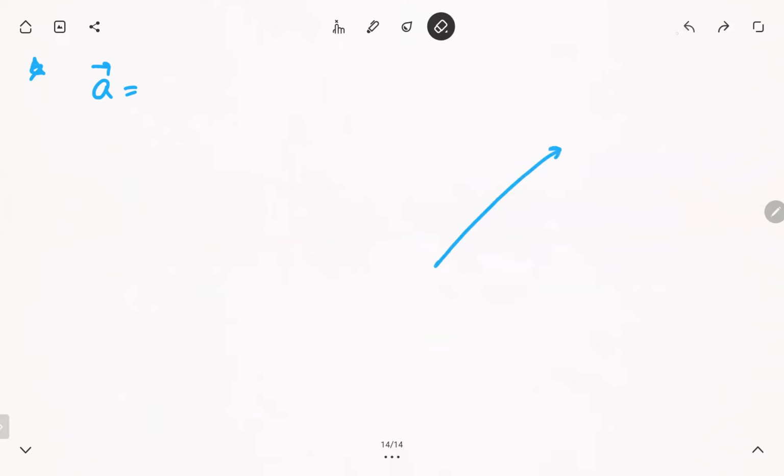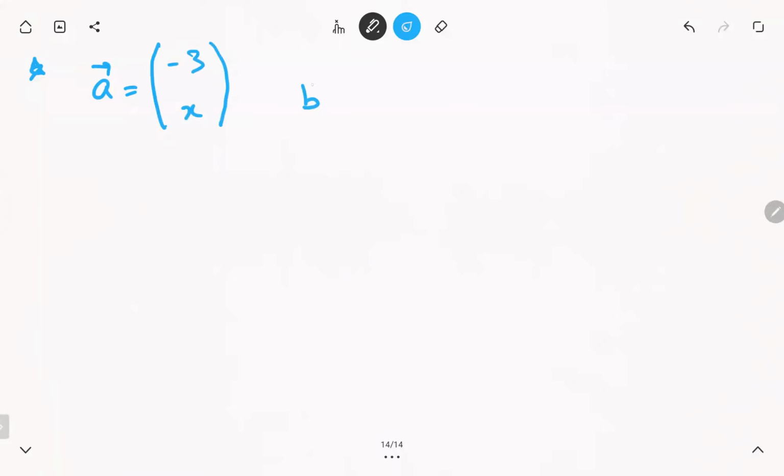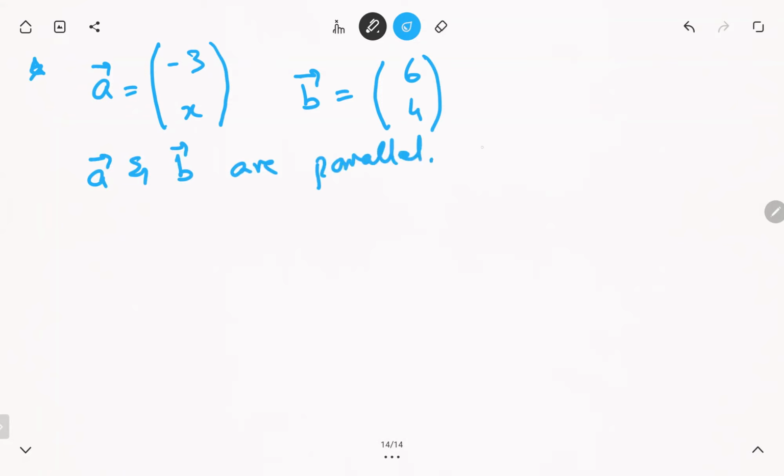ओके, इफ दिस इज वेक्टर ए which is -3, x and the vector b is 6, 4. It is given that a and b vectors are parallel. Find x. A and B are parallel. Find x.